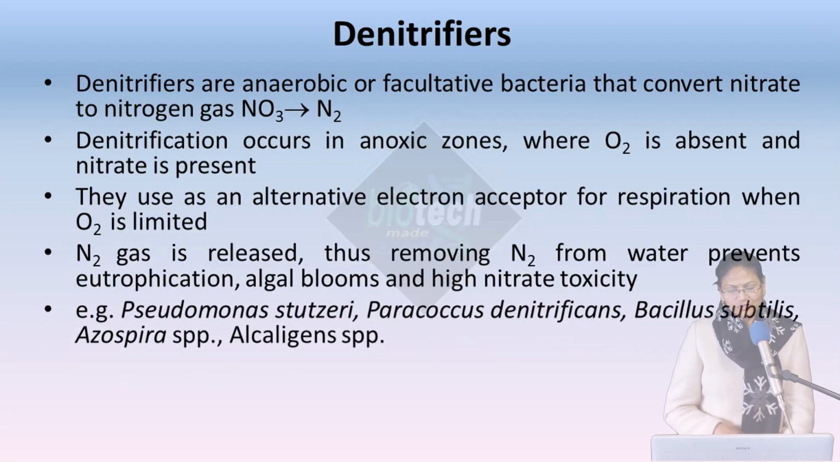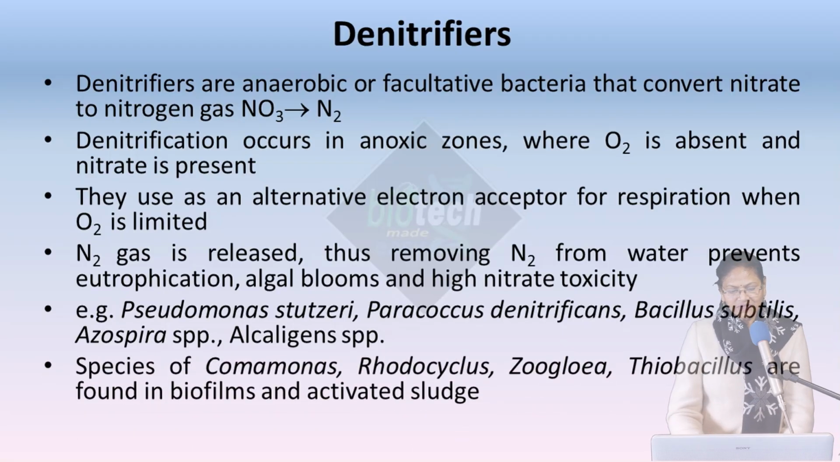Examples are Pseudomonas stutzeri, Paracoccus denitrificans, Bacillus subtilis, Azospira, and Alcaligenes species. And species of Comamonas, Rhodocyclus, Zoogloea, Thiobacillus are also found, but they are found in biofilms and activated sludge only, not free living.